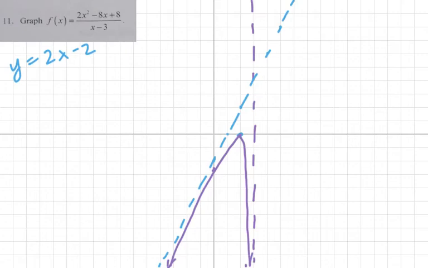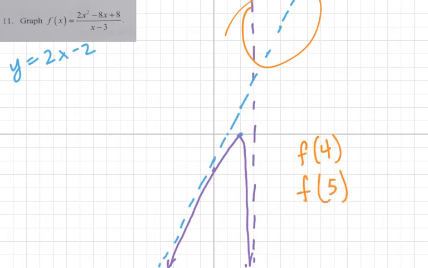Now all I need, because I've done my y-intercept and my x-intercept, are points within this section. Let me circle this section right here. So I'm going to check f of 4 and f of 5. When I substituted 4 into the function, I got that f of 4 is equal to 8, which is right here. And then f of 5 is equal to 9, which is right here. So again, we're going to get some sense of this happening up there.